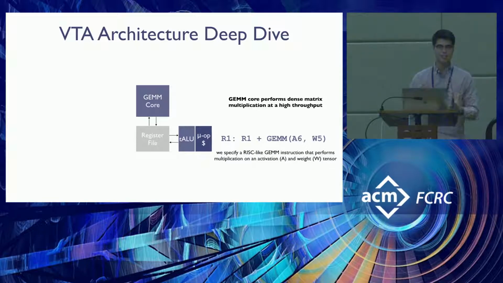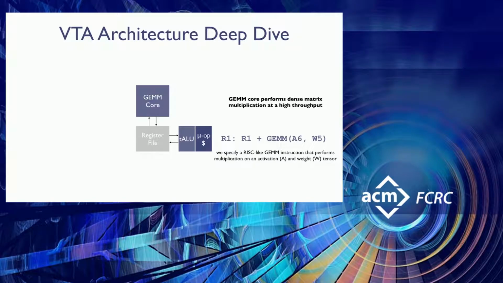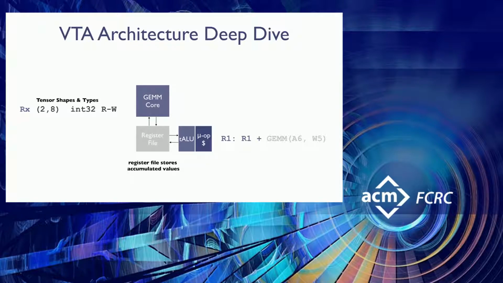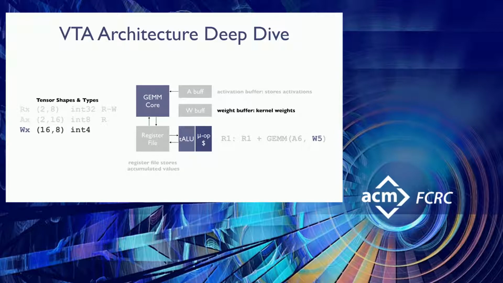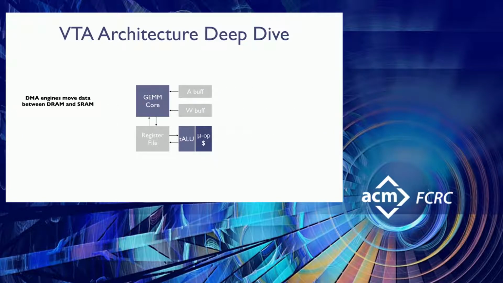If we wanted to introduce a new instruction that does dense matrix multiplication to our ISA, it would look like this. You take register 1, and then you add the matrix multiply product between an activation and a weight matrix, which is what you see in most convolutions and dense operations. Then you need to update the values in your register file. That might be a 32-bit accumulation. But you also want to read from an activation and weight buffer, and these could be different data types. We could have a narrow 8-bit activation and a narrow 4-bit weight. So we're going to have these specialized memories to feed data into the GEM core and update our accumulation values in the register file. So far, so good.